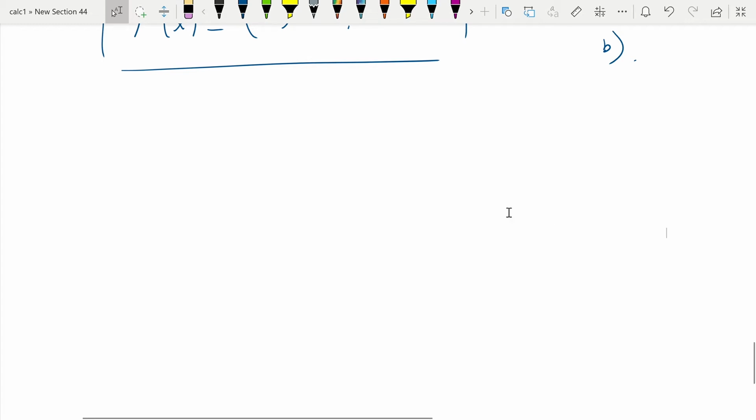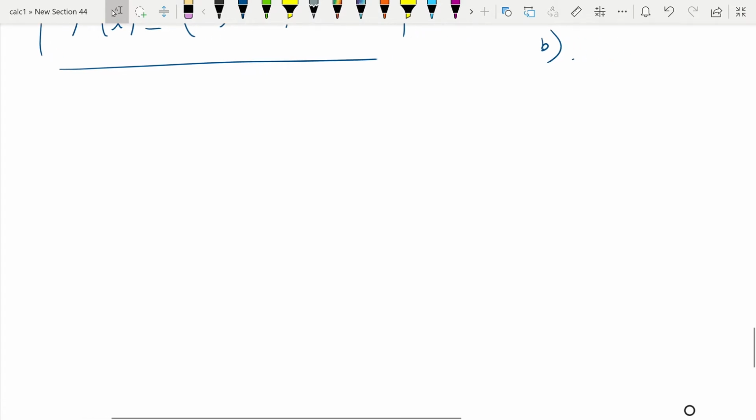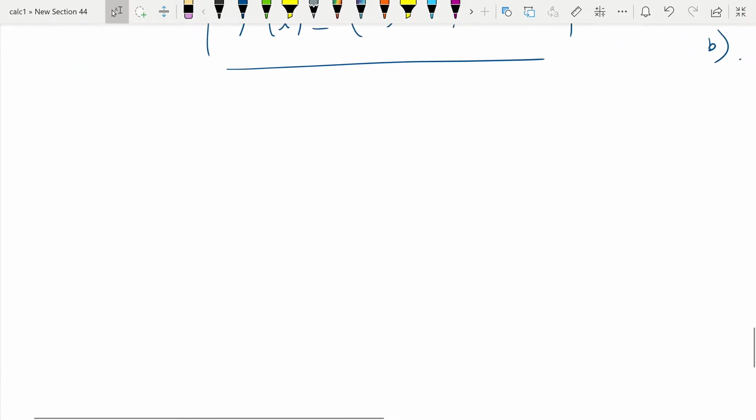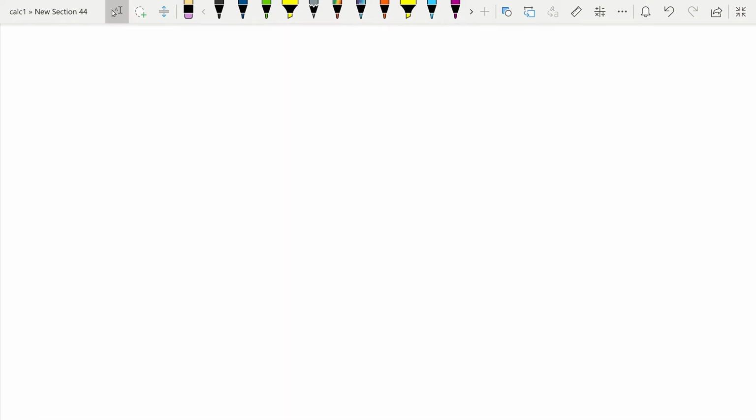Okay, so we continue with another example of this kind of problem of finding a pattern for the nth derivative. So another exercise.